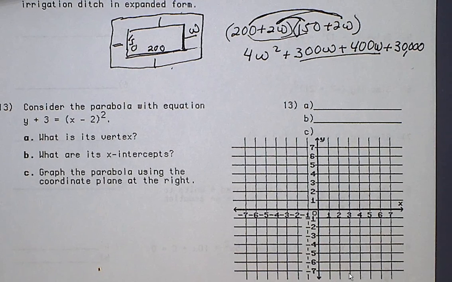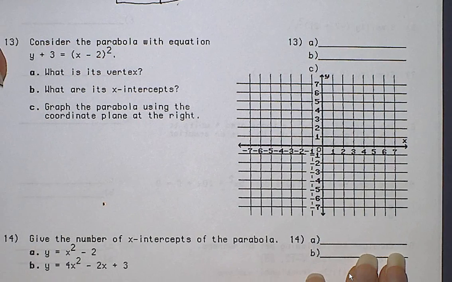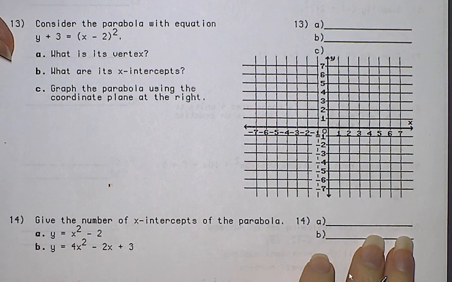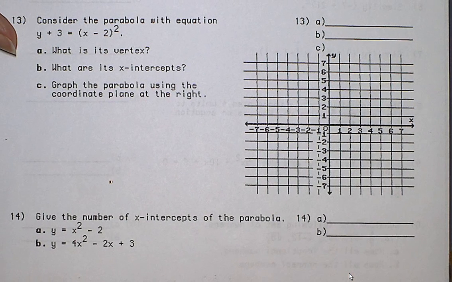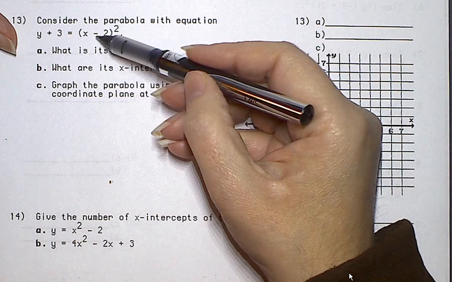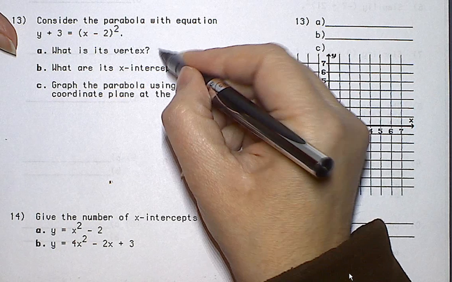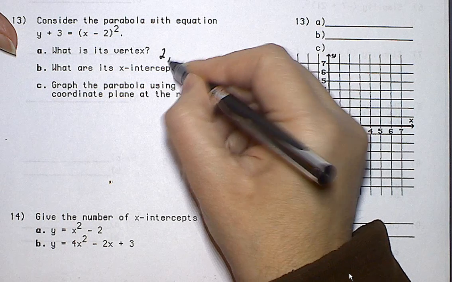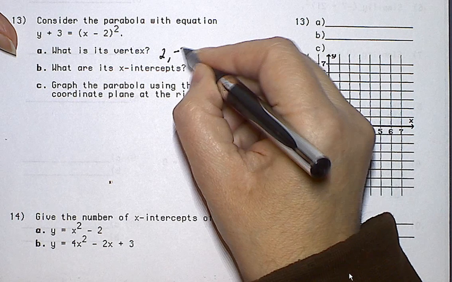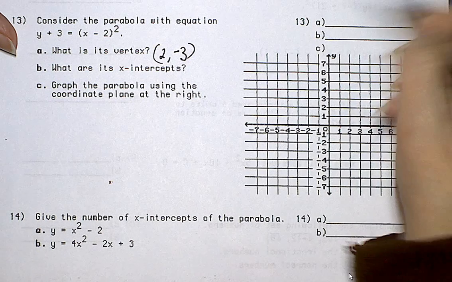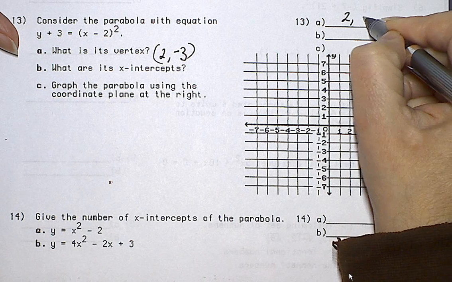Alright, number 13. 13 says, consider the parabola with the equation y plus 3 equals x minus 2 squared. What is its vertex? So remember, the vertex is what's with the x is the x spot, and what's with the y is your y. So that's minus 3, and it's always opposite, so our vertex is 2, negative 3.